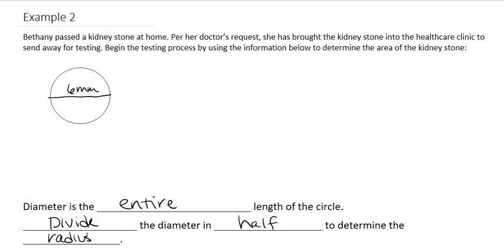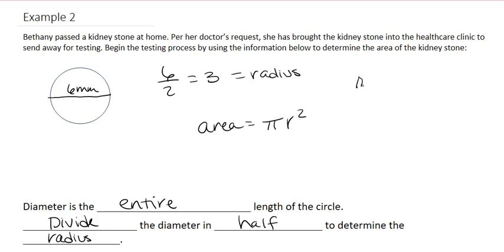So the first step we would do here then would be to take 6 divided by 2, which is equal to 3. And this is equal to our radius. So now we can begin to look at area. So area is equal to pi r squared. Pi is 3.14, and now our radius is 3. So we have 3.14 times 3 squared.